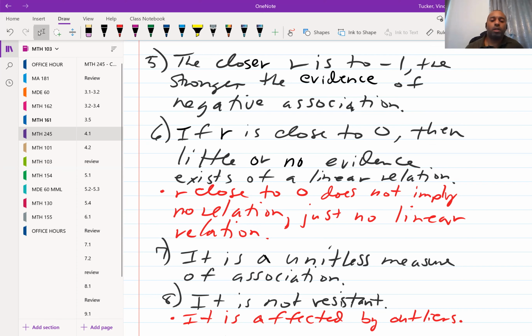Right. Any problems? I have a question. Mm-hmm. So for unitless measure, you won't see it just written in inches or anything like that? Exactly, right.